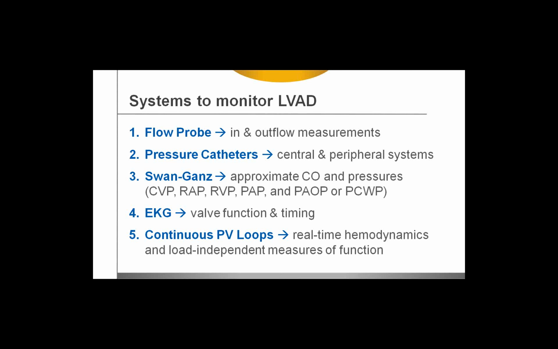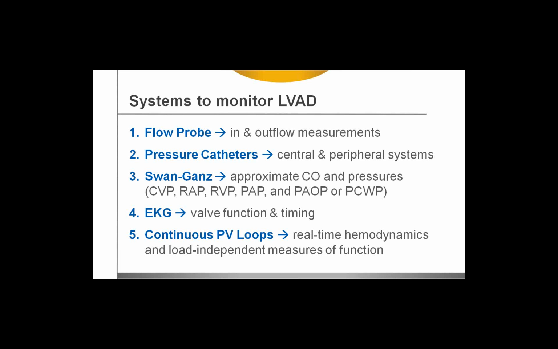I would put the pressures mostly on the right side: central venous pressure, right atrial pressure, right ventricular pressure, and pulmonary artery pressure. Also monitor the PCWP, or pulmonary artery occlusion pressure, and you can monitor left atrial pressure because there is no valve in between.